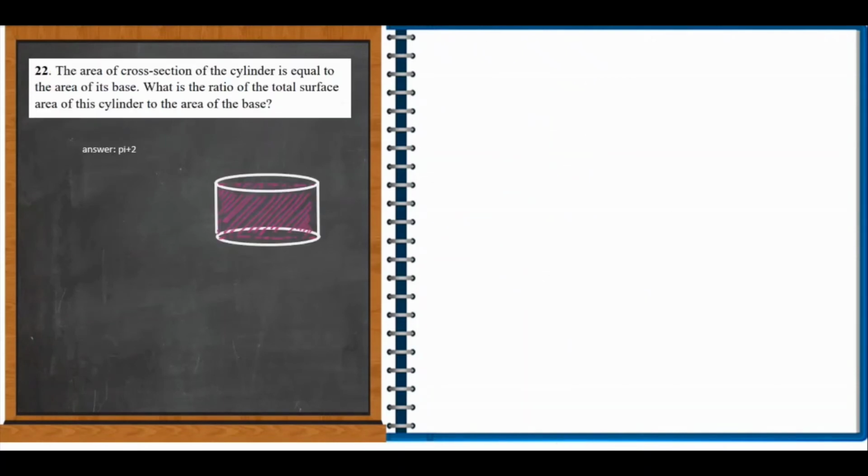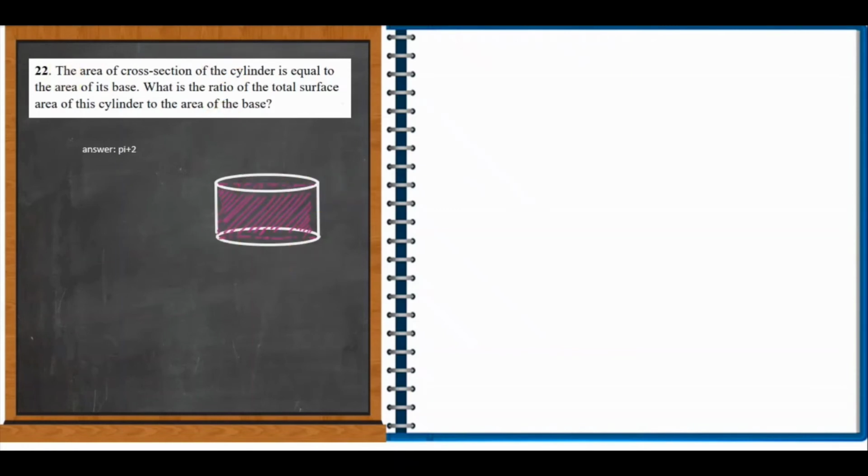Number 22. The area of the cross-section of the cylinder is equal to the area of its base. What's the ratio of the total surface area of this cylinder to the area of the base? First of all, we need to understand the cross-section of the cylinder. Here, the cross-section of the cylinder is meant to be perpendicular to the base and passing through the center of the circles. And it's going to be like this.